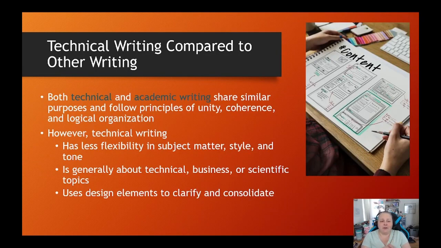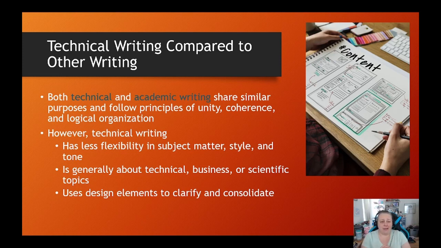So comparing it to other types of writing, technical and academic are definitely in the same realm, okay? They share similar purposes. They have a lot of the same characteristics, defined here as unity, coherence, and logical organization. However, technical writing has less flexibility in the subject matter, and the tone, especially. Style, I'll give it a grain of salt. So your subject is going to be about technical, business, scientific topics, okay?